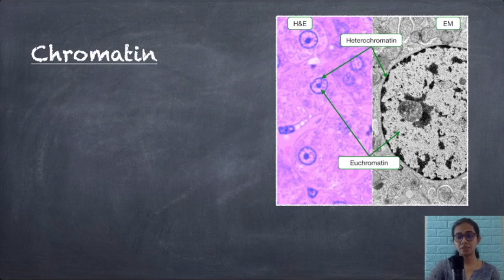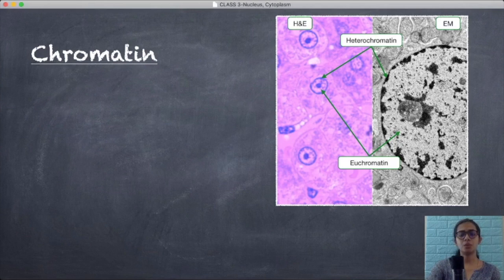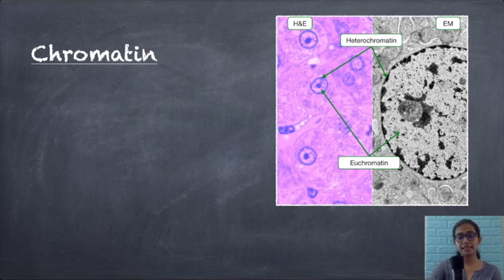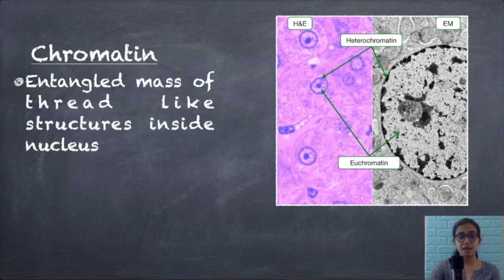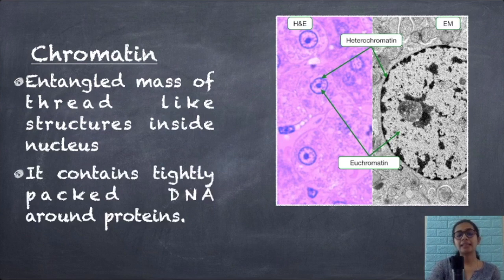Now chromatin. What is chromatin? Here is another picture. The first is a lower magnified picture of how the nucleus looks, and the second one is even more magnified, right? So you can see the nucleolus, the nucleoplasm and the chromatin. The types of chromatin you'll learn in the higher classes. So what is chromatin? It's nothing but the entangled mass. You remember how I drew the chromatin? Like this, right? It is the entangled mass of thread-like structures inside the nucleus, which contains tightly packed DNA around proteins.